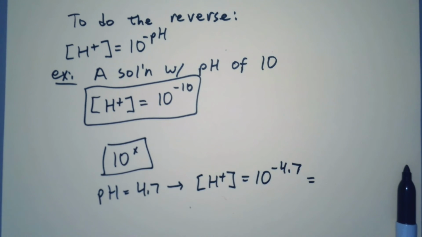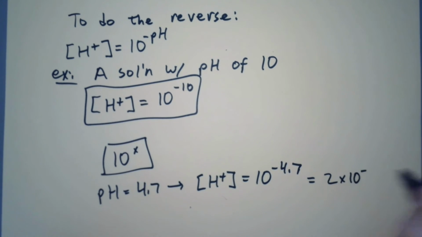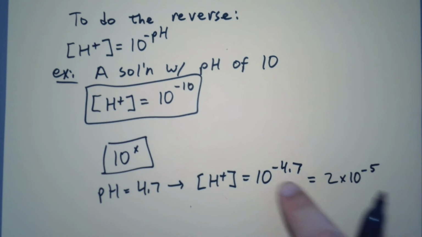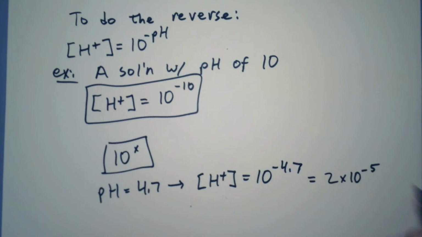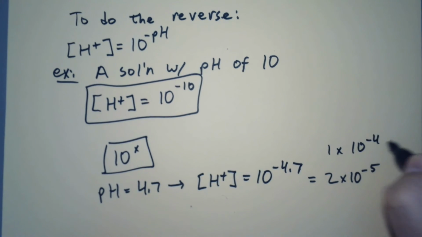I'm just going off the cuff here, so I actually have to calculate it, so bear with me. So we got 10 to the minus 4.7. Alright, and according to Google, it's about 2 times 10 to the minus 5. Which makes sense. It's a little bit more than 10 to the minus 5 and a little bit less than 10 to the minus 4. So it's below 1 times 10 to the minus 4. So it's just an estimation tool.